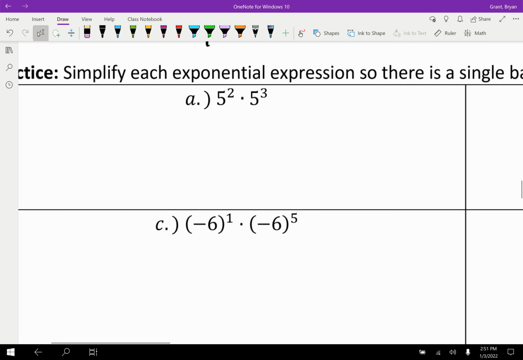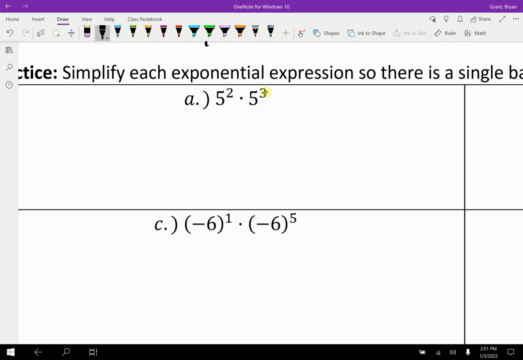All right. Part A, we have 2 of the same base with the exponents that are different. Doesn't matter if they're different or the same. And so we have 5 squared, which is 5 times 5, and 5 cubed, which is 5 times 5 times 5. So I think we are going to use the first page's rule where we add the exponents here, 2 plus 3, which just gives us 5 to the 5th power.